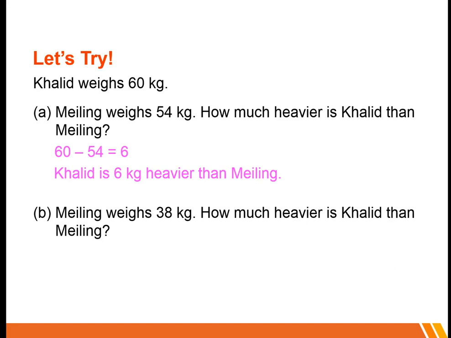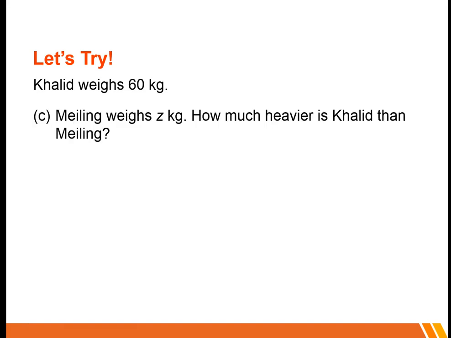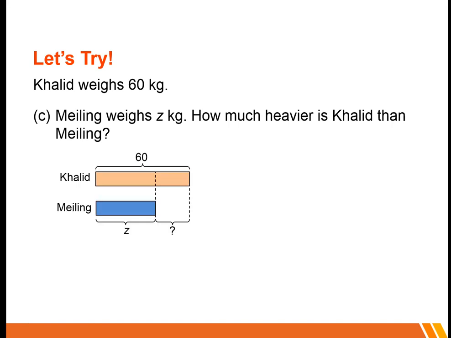Then another scenario over here. Now supposedly Mei Ling only weighs 38 kg. How much heavier is Khalid than Mei Ling? That will be 60 minus 38 equals 22. So Khalid is 22 kg heavier than Mei Ling. Now, supposedly you do not know Mei Ling's actual weight. We can represent it by Z kilograms here. So how much heavier? That will be 60 minus Z.